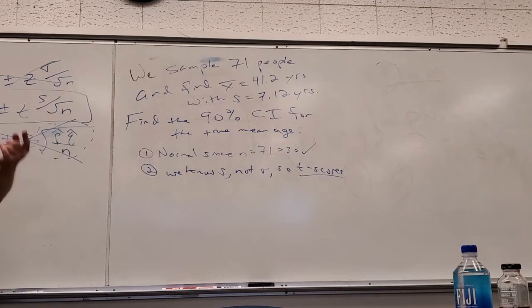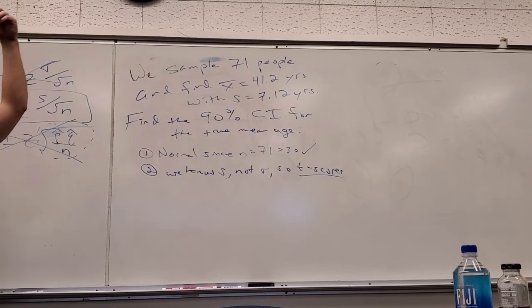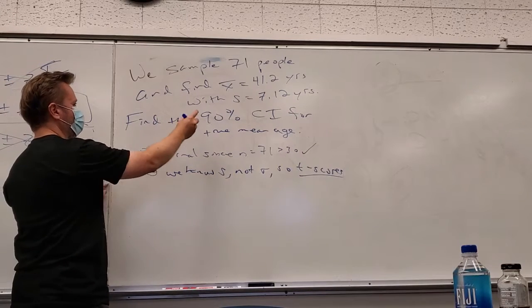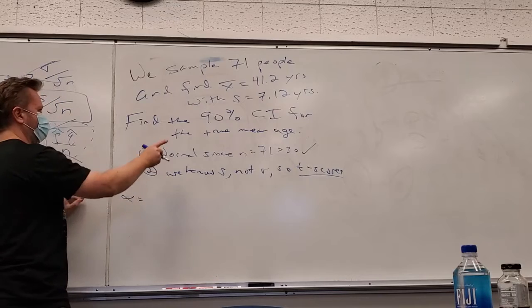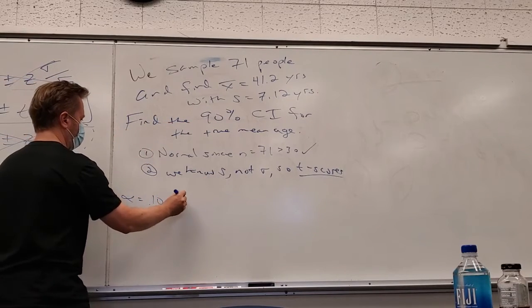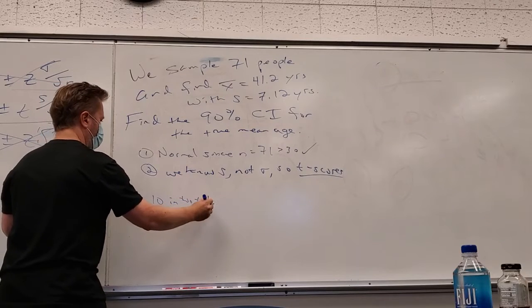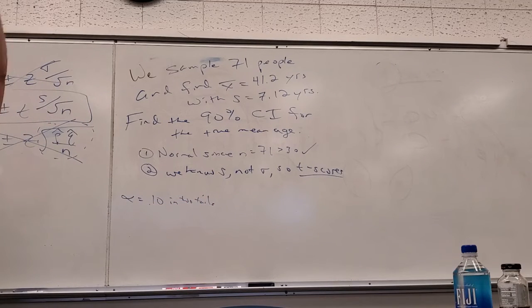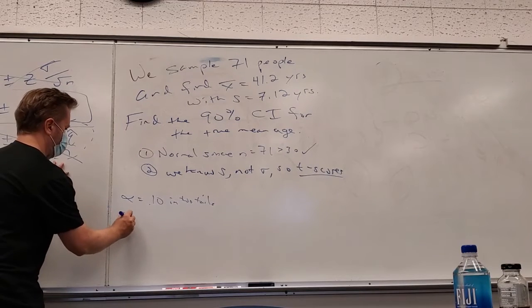What do I have to know to be able to look at the t-score chart correctly? I have to know my... Okay, alpha. What's alpha? 10%, right? So 0.10 and 2 tails, right? So now I know which column to look in, yes? How do I know where to stop? Yeah, degrees of freedom, right? What's my degrees of freedom?